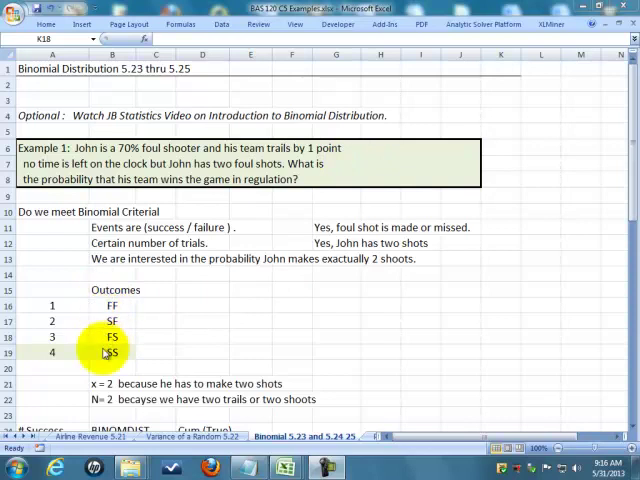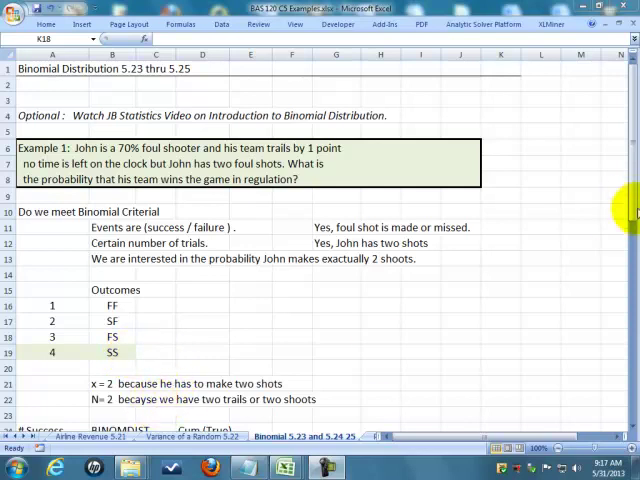So I've got 4 outcomes. John could fail, he could miss them both. He could be successful on the first and then fail on the second. He could fail on the first and succeed on the second, or he could have success and success, make them both. That's the only one that wins the game. They're behind by a point, they need 2 points. There are 4 outcomes, and only one of them wins the game in regulation.